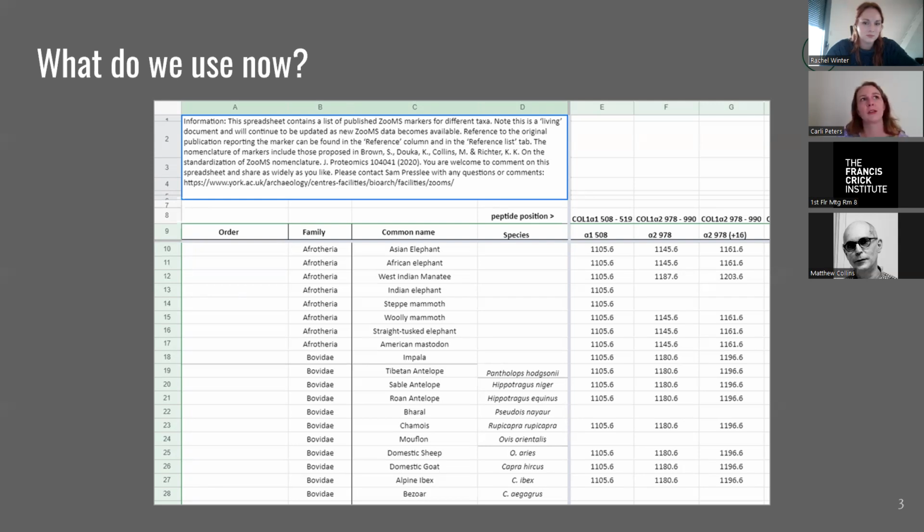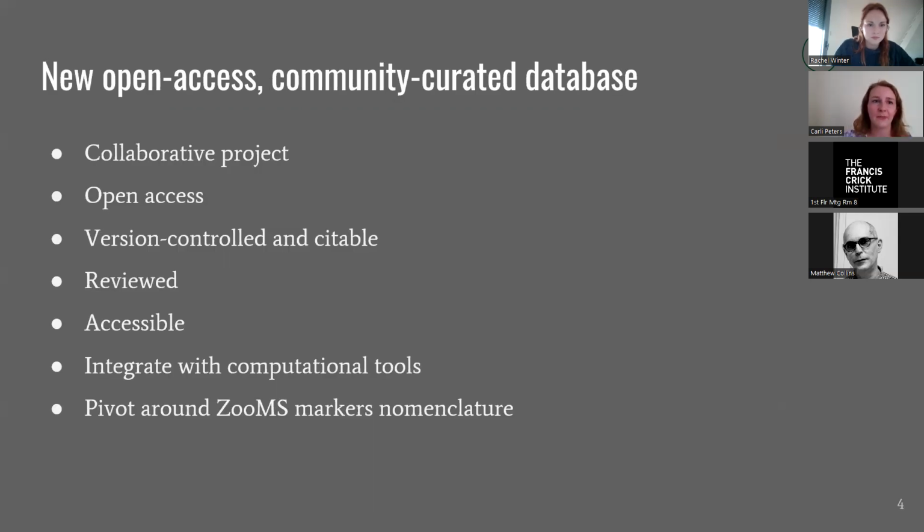Alternatively, people also host their own Excel spreadsheets, maybe, which will allow for easier filtering or how you prefer your data. But the main issue with all of these spreadsheets is that there's nothing that's actually citable or version controlled available that we can use in publications to show exactly what reference database we used to come to the identifications that we make. So that's where this project stems from.